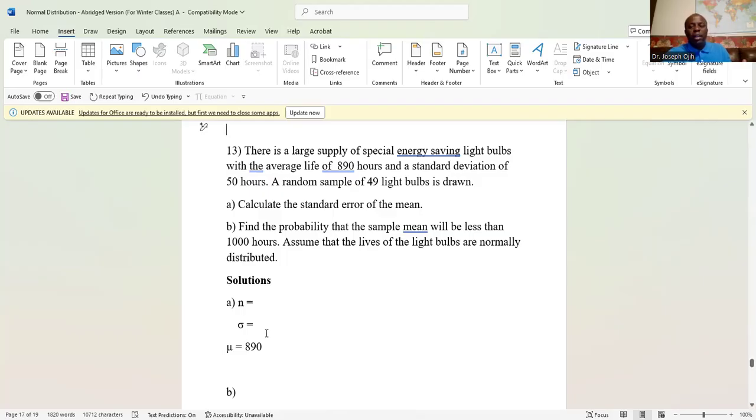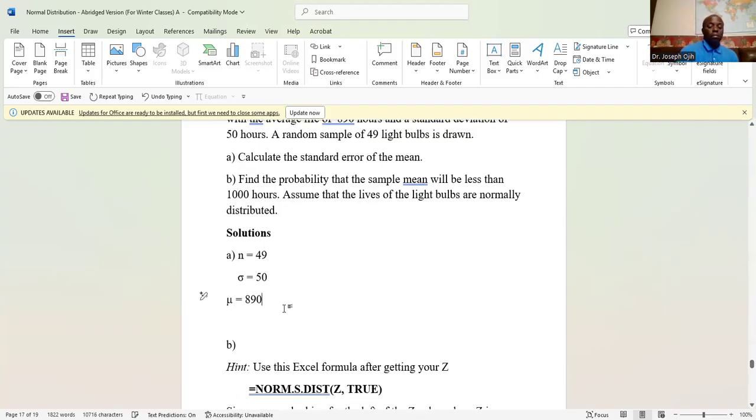So first thing is to write out the summary statistics that are given. Sample size, how many of them? 49 light bulbs, so I'm going to write 49 here. And then the standard deviation is 50. And the mean of the population is 890.